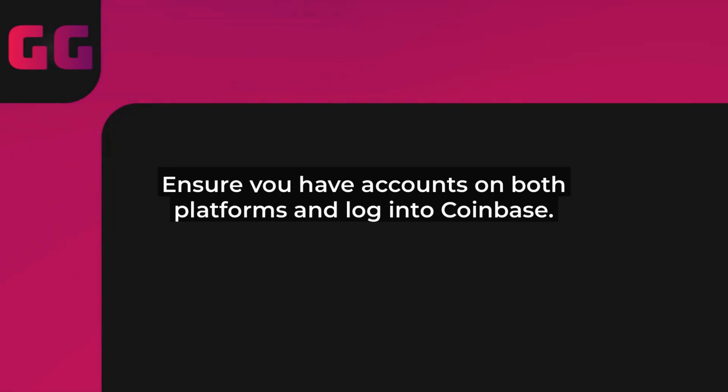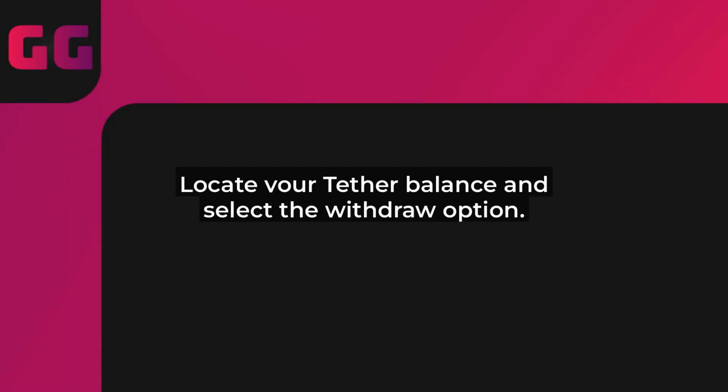Once you're logged into your Coinbase account, navigate to the Assets or Portfolio section. Find your Tether balance. It's usually listed under Stablecoins. Next, click on the Withdraw button next to your Tether. You'll be prompted to select a network. Stick with the most common one like ERC20 for Ethereum-based transfers, as it's widely supported.